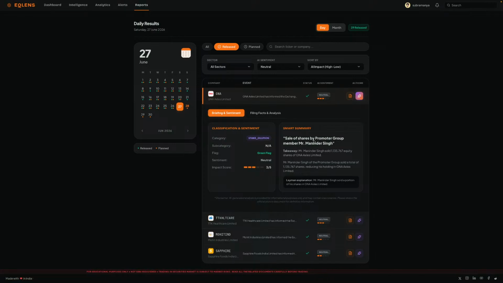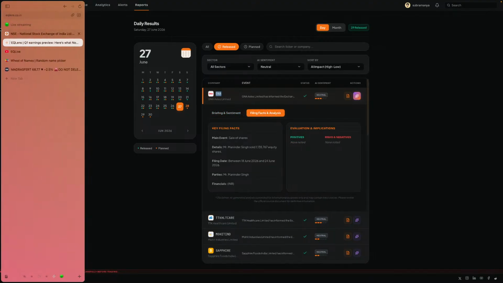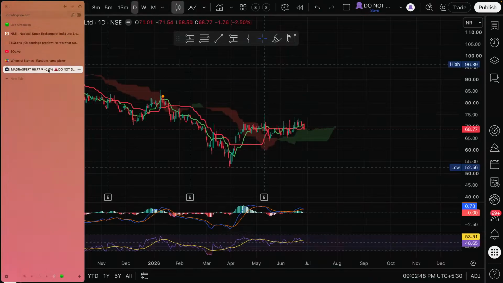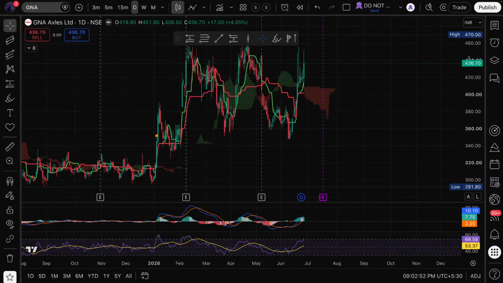Stake dilution, sales of shares by promoter group member Mr. Maninder Singh. How much is the stake dilution they're talking about? Sold 11 lakh 35,767 equity shares of GNA Axles Limited. All right, it's neutral, is what they're saying. I'm gonna just check how much the price is currently, so that I can compare how much worth of shares he actually sold.